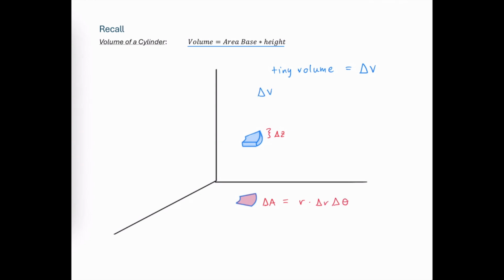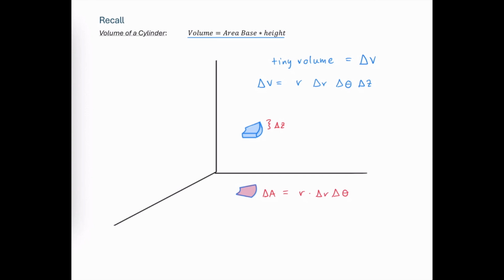So our delta V tiny volume is the area of that base times the height of our polar cylinder. And when we let the number of our approximating polar cylinders go to infinity, that's where we end up with dV, and we're going to use r dz dr d theta to represent that tiny volume in our triple integral.